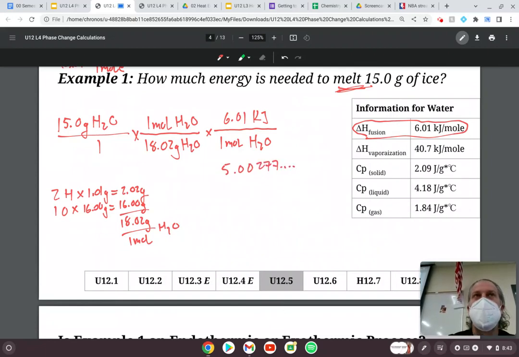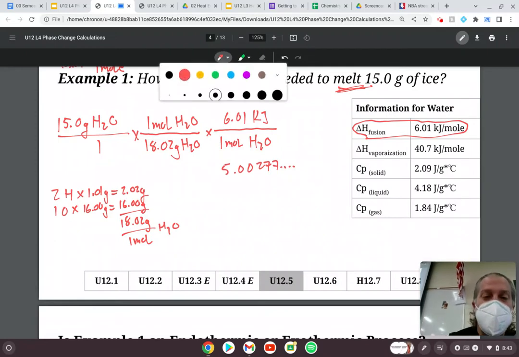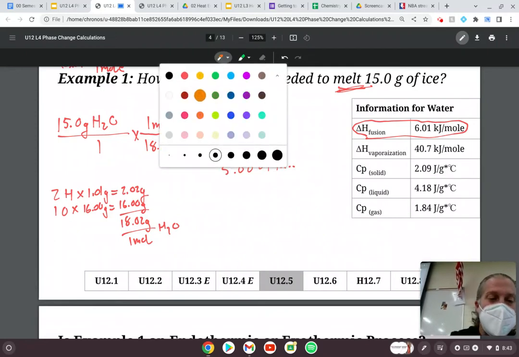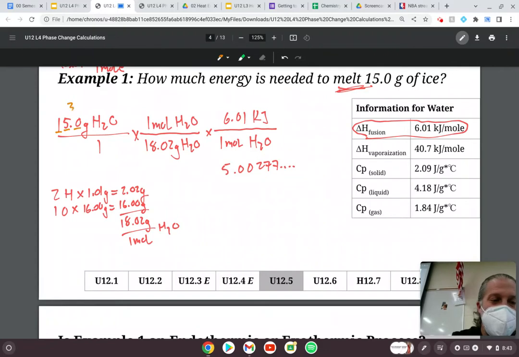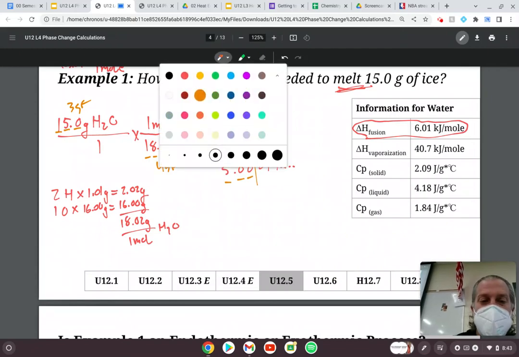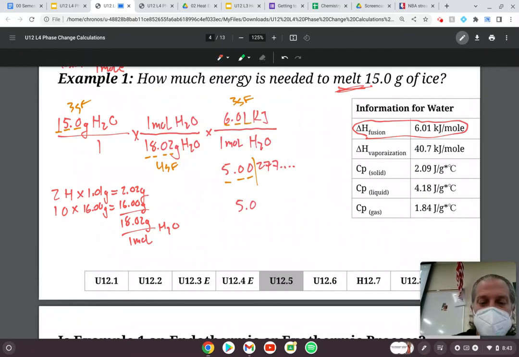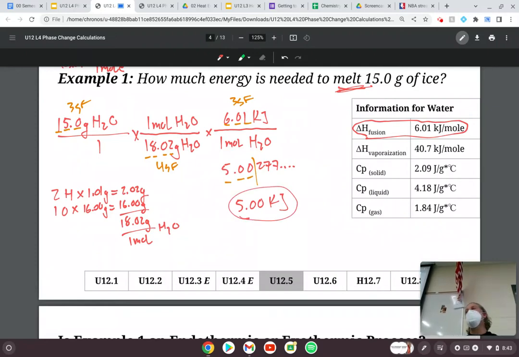5.00277... Okay. Looking for significant figures in this problem, I have 1, 2, 3 sig figs here. I have 1, 2, 3, 4 sig figs here. And I have 1, 2, 3 sig figs here. So my final answer should have 3 sig figs. That 2 does not round that 0 up. So my final answer is going to be 5 kilojoules of energy. And you wouldn't necessarily put kilojoules of water because that's not really what we're dealing with here. We're just dealing with the amount of energy.